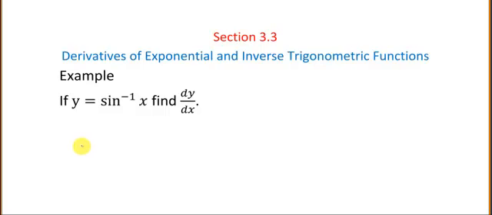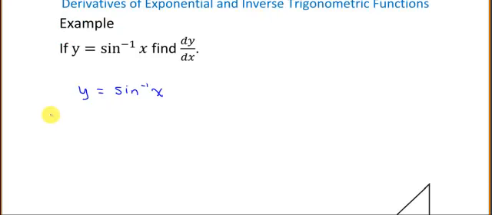So let's start with, if y is equal to sine inverse of x, let's apply the sine function to both sides. So on the left side, we'll have the sine of y, and on the right side, the sine of the sine inverse of x.